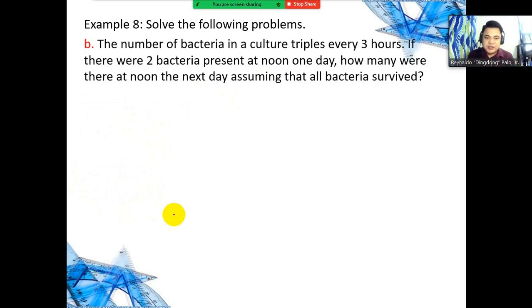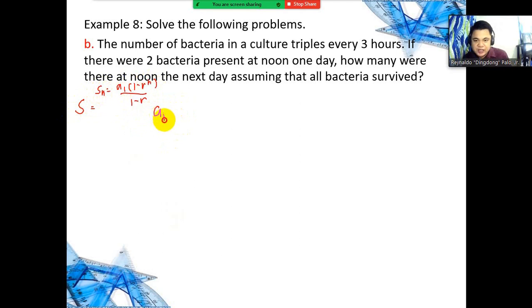The number of bacteria in a culture triples every 3 hours. If there were 2 bacteria present at noon one day, how many were there at noon the next day, assuming that all bacteria survive? So in this specific example, we are solving for all. It means the total number of bacteria the next day. So it means we are solving for the sum. Then, of course, we will be using the formula S sub n equals A sub 1, quantity 1 minus r raised to the power of n, over 1 minus r.